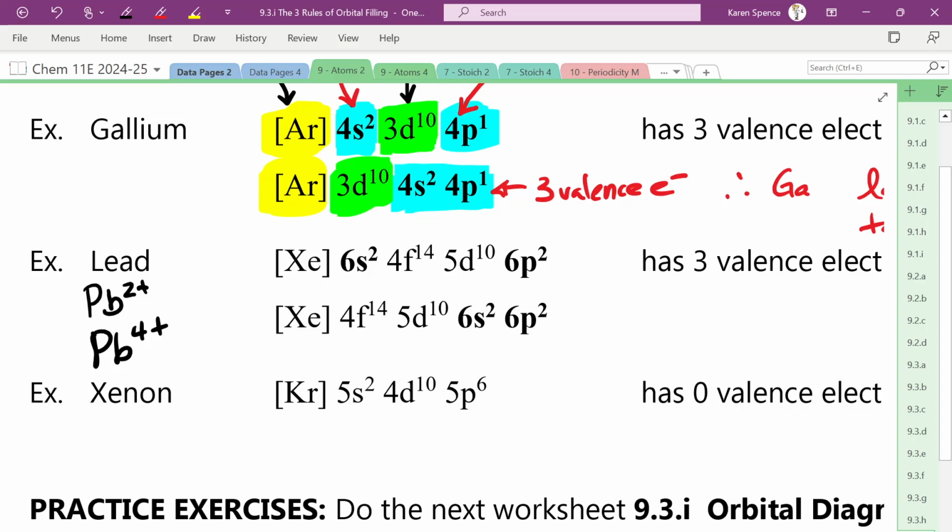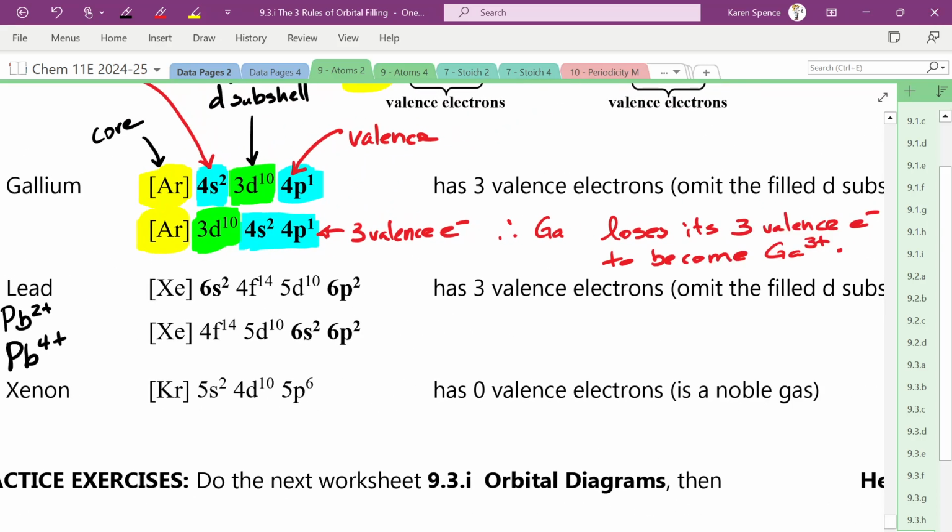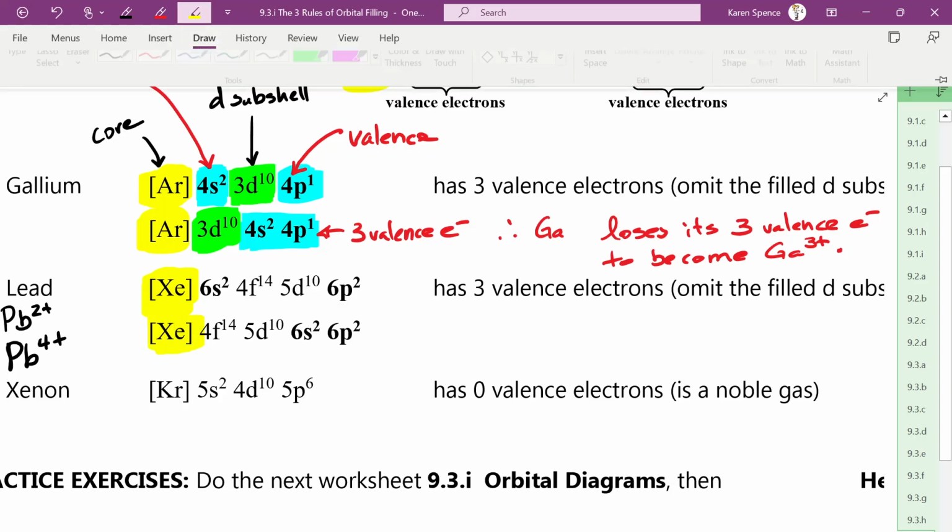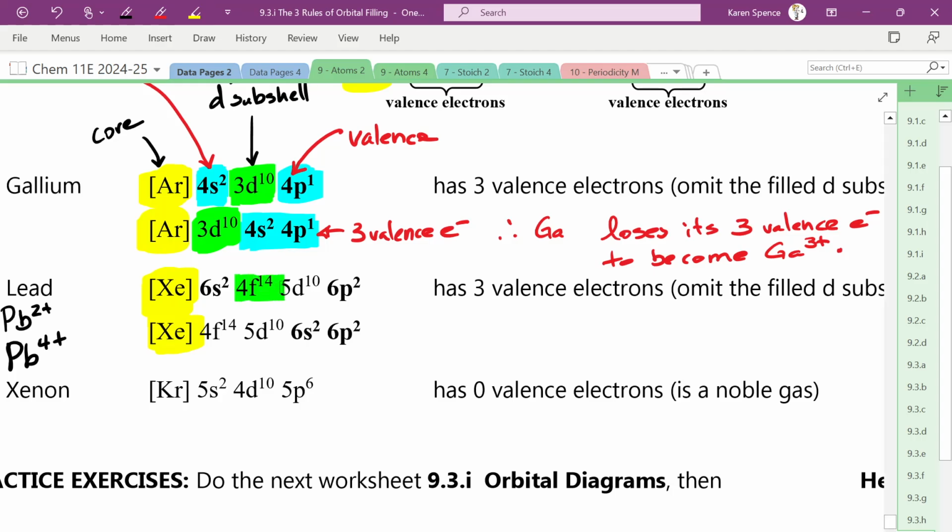Yeah, and that's why writing it in order of energy level is best when you're looking at the formation of ions. Okay, so we have our core. We have the filled D and F subshells, which are not valence electrons. And then we have our valence electrons. Oops, that's because I copied and pasted. That should say 4.